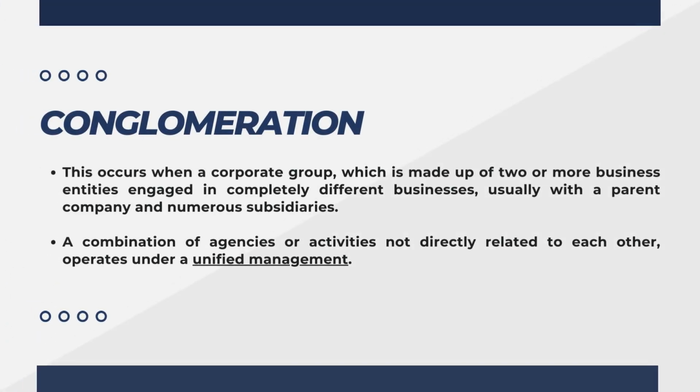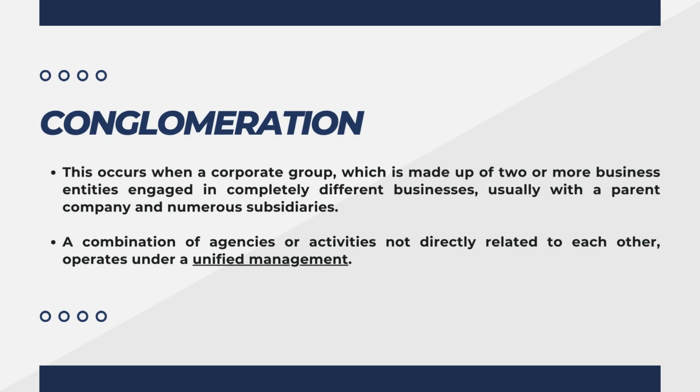Lastly is the conglomeration. This occurs when a corporate group, which is made up of two or more business entities, engage in completely different businesses, usually with the parent company and numerous subsidiaries. It is a combination of agencies or activities not directly related to each other operating under a unified management.